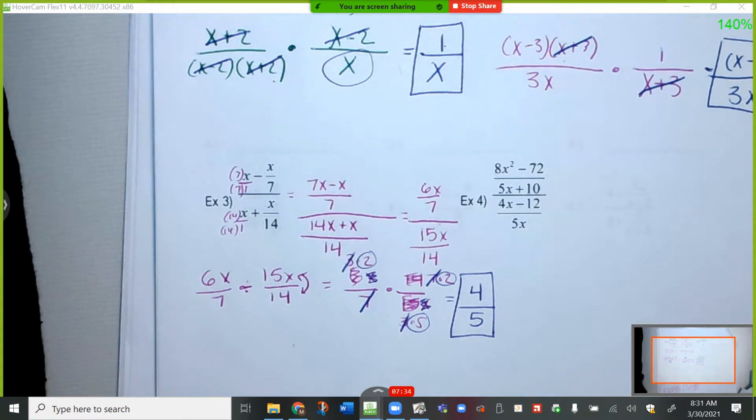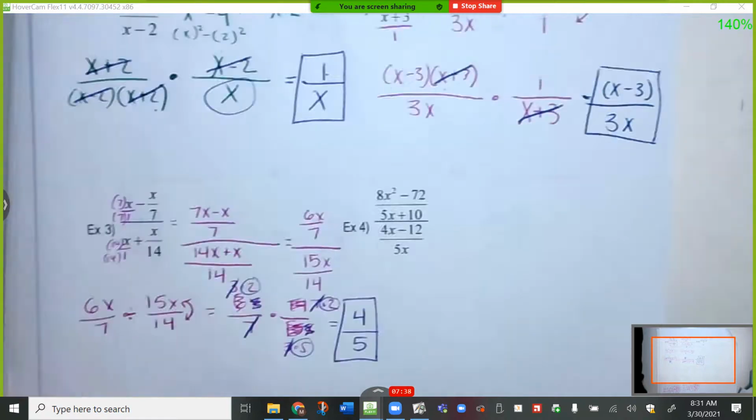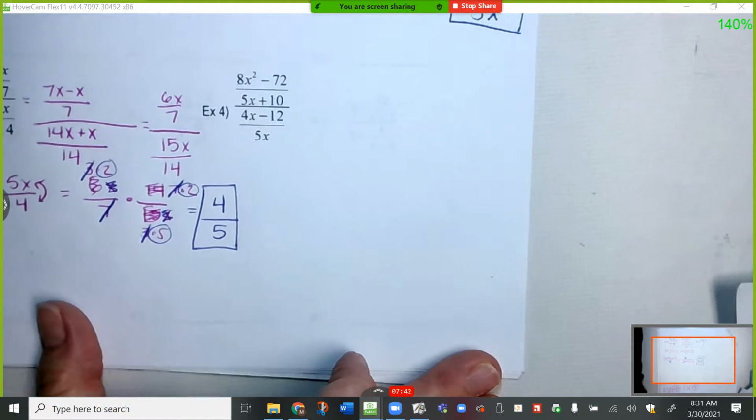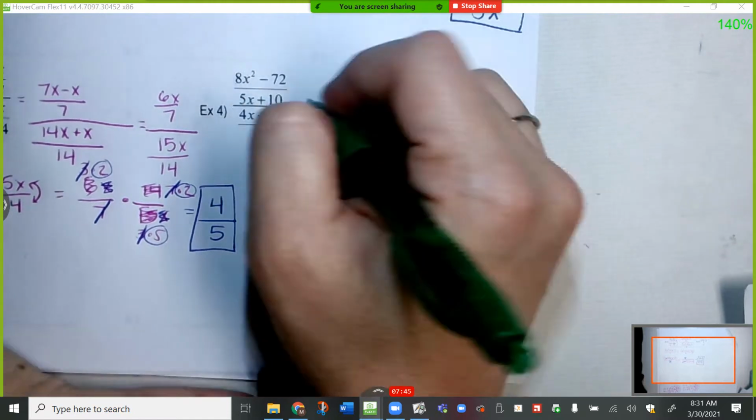Any questions on that one? Okay, so the next one is already one happy fraction over one happy fraction. I don't know if they're really happy, but you know, it's there. So we're going to go ahead and set it up as division.